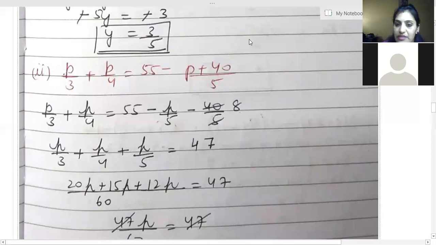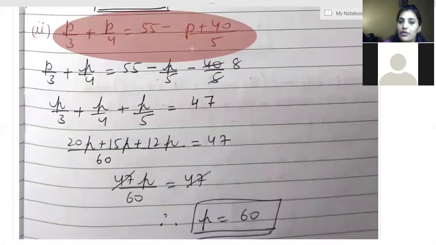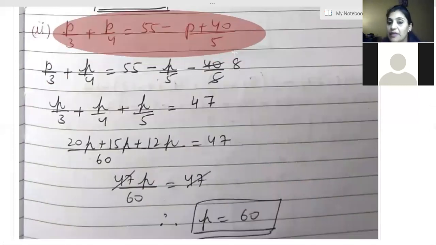Now I will see who will do first. p by 3 plus p by 4 is equal to 55 minus p plus 40 by 5. This is all one single term, beta. Now in this question, what I have done is I have bifurcated this.